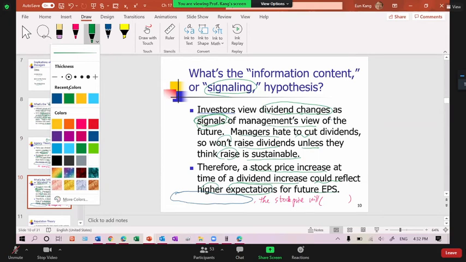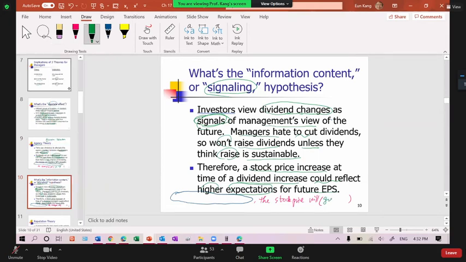What? Will go up because, what? Dividend is a signal that we are going to have high profit. We are a good company, so the stock price will go up. Dividend is a signal that their company is a good company. So stock price will go up, and I'll skip that cost of equity will go down. Okay.